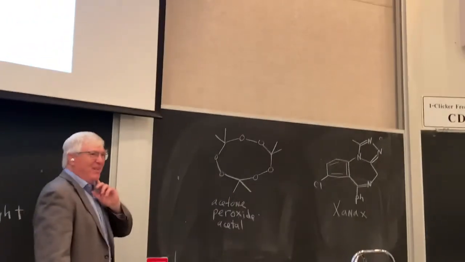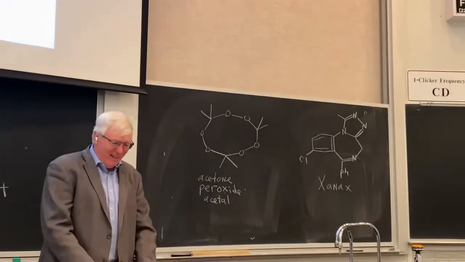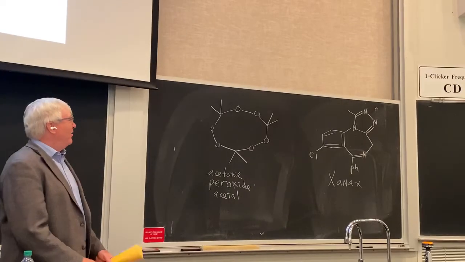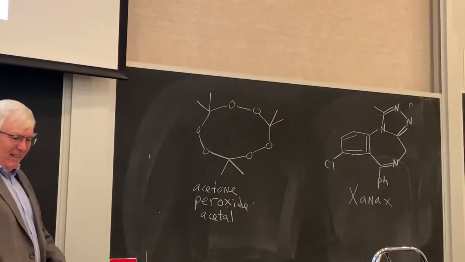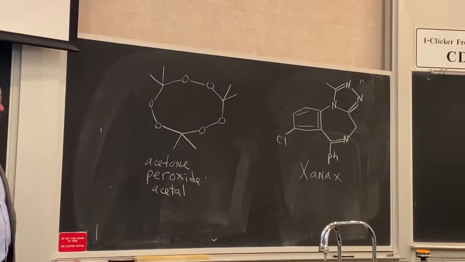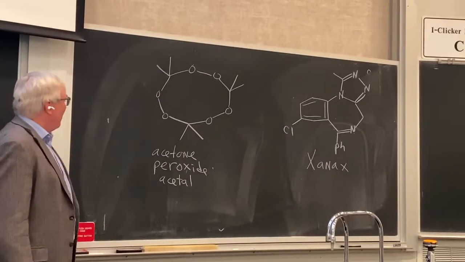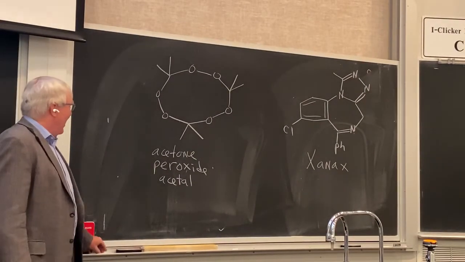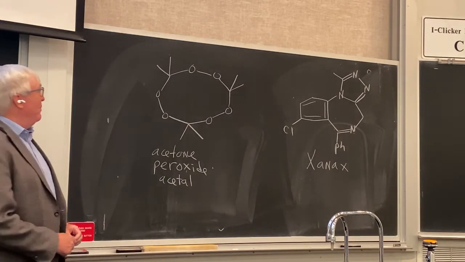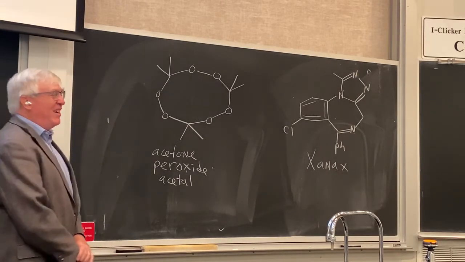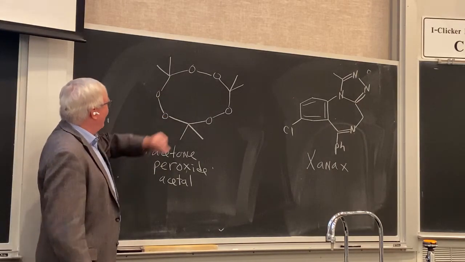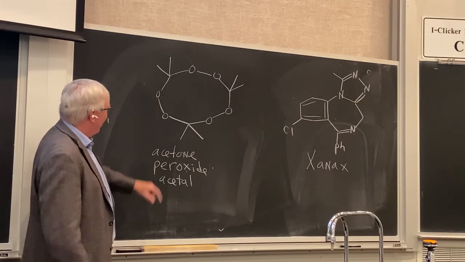Well, a couple more recent molecules to talk about maybe. And I point out these molecules just to show how they relate to the things we're talking about here in chapter 21. So here's acetone peroxide acetal. This is an explosive material. You don't see any nitro groups here, but you see a lot of oxygens. Here's the peroxy link. That's why it's called peroxy.